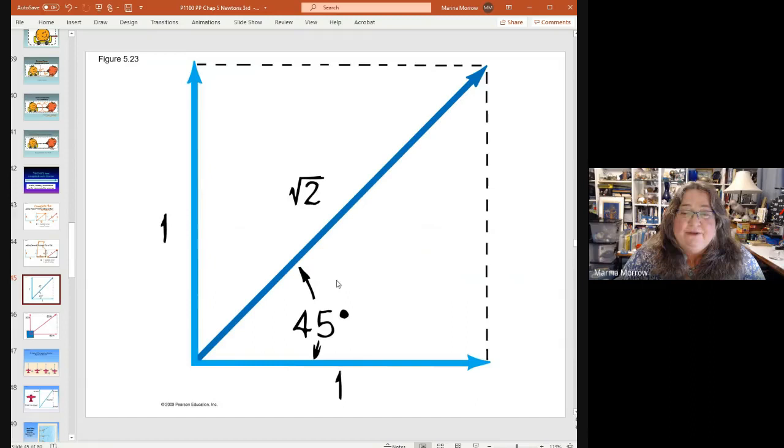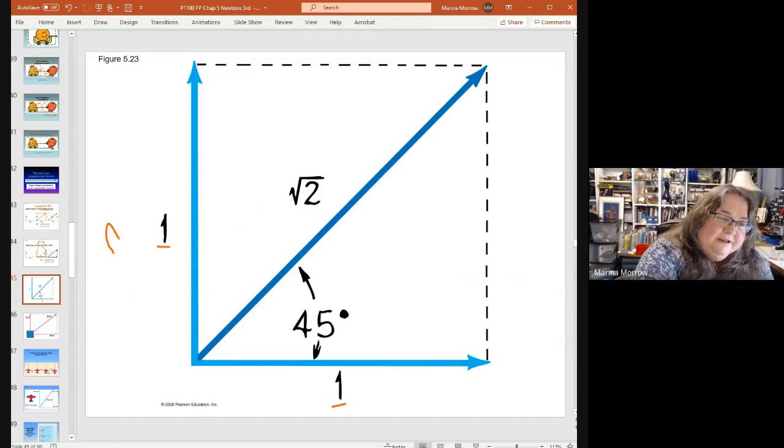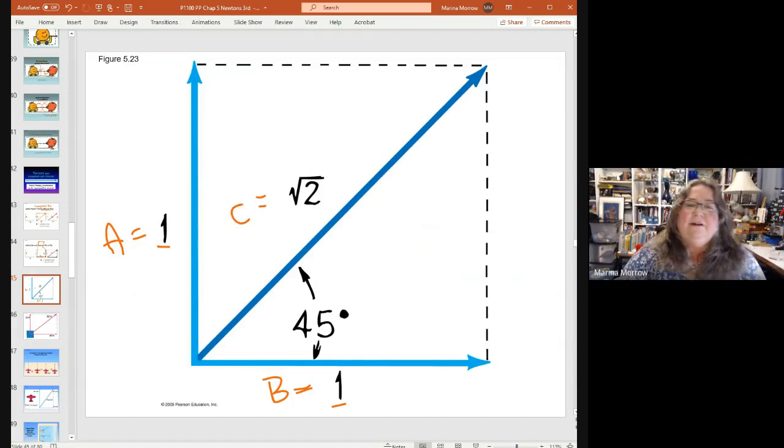You probably remember the 45-degree angle. When you put in 1 and 1, then the hypotenuse or resultant is square root of 2. So if A is 1 and B is 1, then C or R, the resultant, is square root of 2. Now, you can always do multiples of these too. So in other words, the square root of 2 is 1.414.